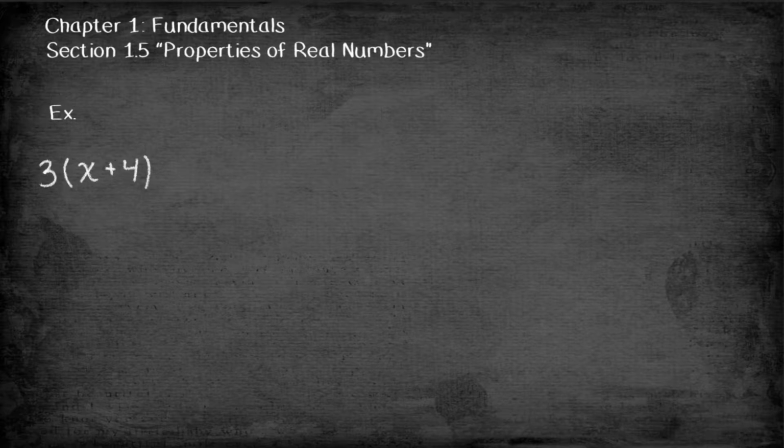So here we have 3 times the quantity x plus 4. And the goal here for each of these expressions is just to simplify using the distributive property. So to do that, I'm going to distribute my 3 and multiply it with x and multiply it with 4. So what we end up with is 3x plus 12.